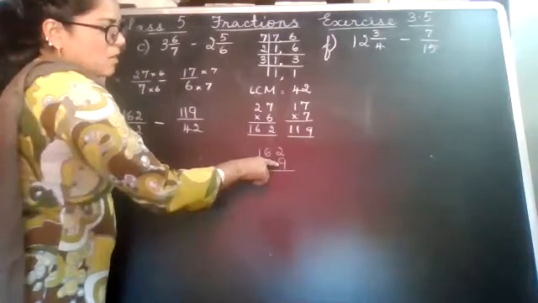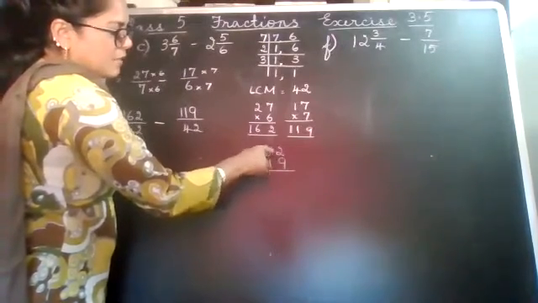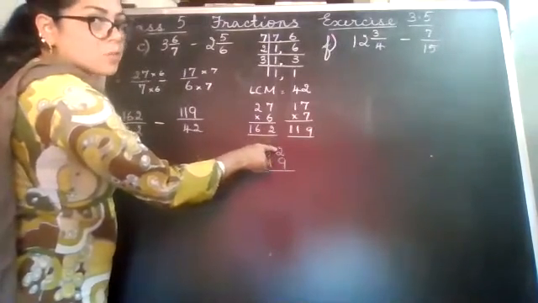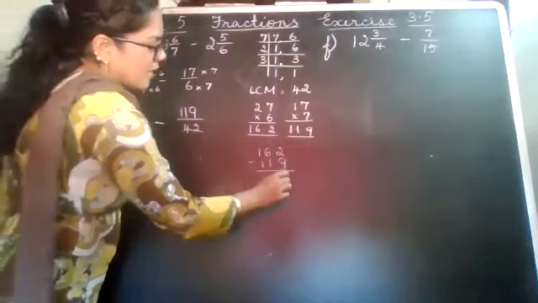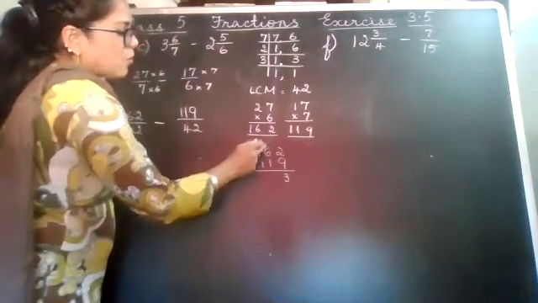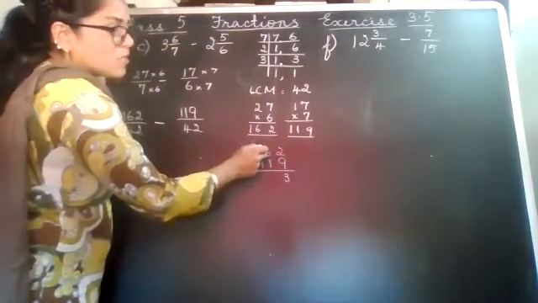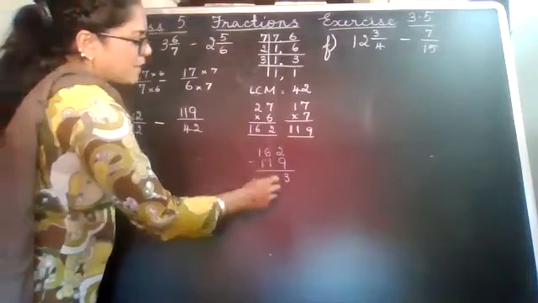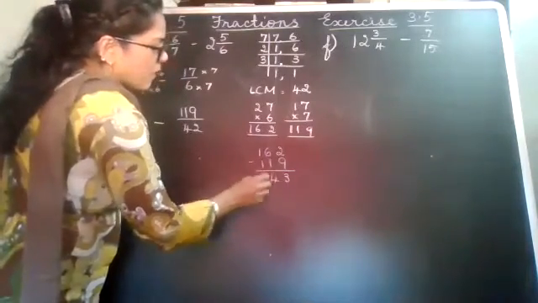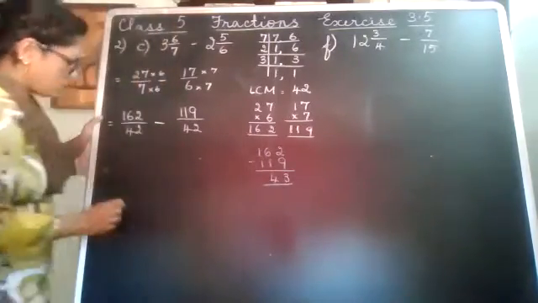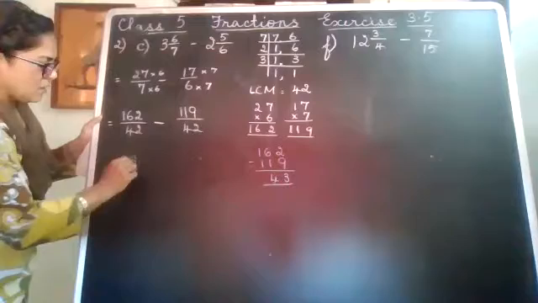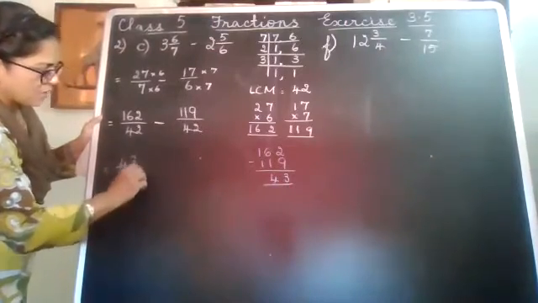Denominators are the same. So you subtract over here 162 minus 119. From 2 you cannot subtract 9. So you have to borrow. So this will become 12. 12 minus 9 is 3. Because you borrowed 1 over there, this has become 5. 5 minus 1 is 4. 1 minus 1 is 0. So 43. Now 43 upon 42.